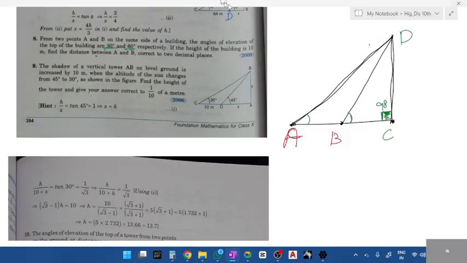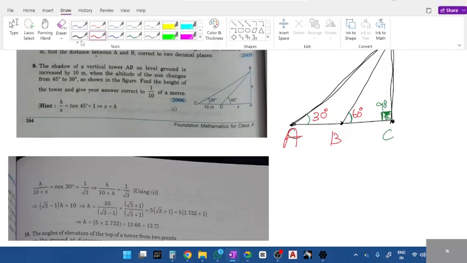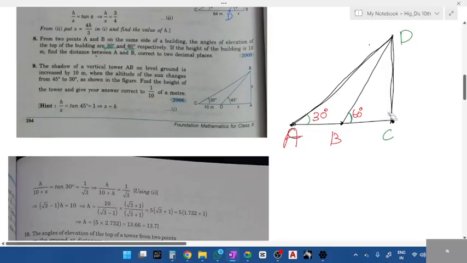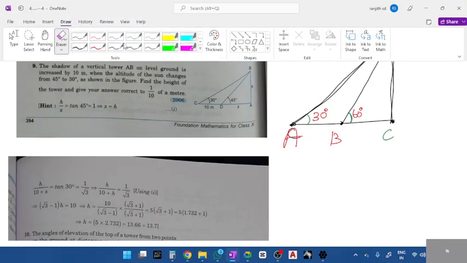Which one is 30 and which is 60 here? Which one will be 30 degrees? A or B? B will be 60 degrees. So we got the angles here. Yes, this is the concept. 90 degree is first, and thereafter, values will keep decreasing.